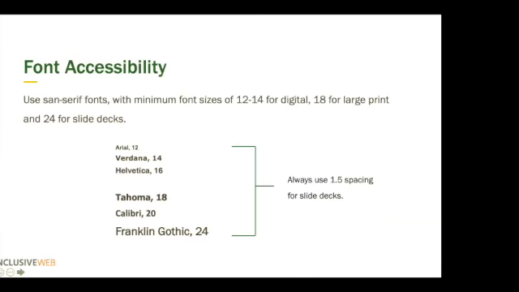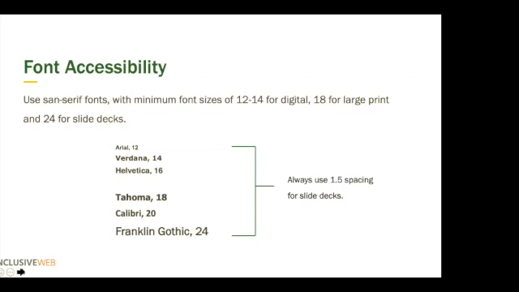So I know that someone asked about spacing in visual design. For spacing, we are talking about font accessibility and also formatting. For font accessibility, the best fonts to use for people with reading disabilities and people who have low vision would be sans serif fonts. Those are the fonts without the little tags on the side of the letters. And the minimum font size, what we are talking about here are points. So the minimum font size is 12 to 14 points for digital.